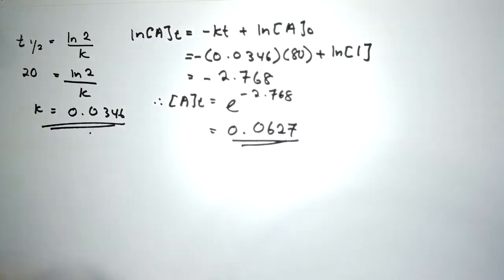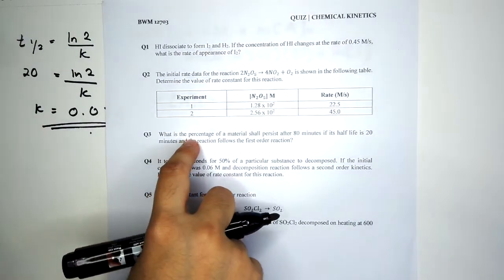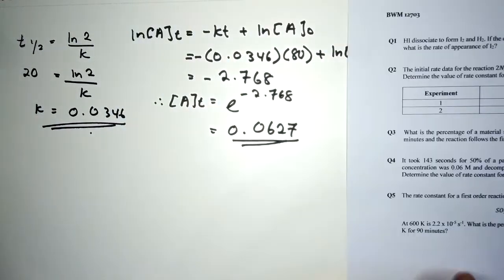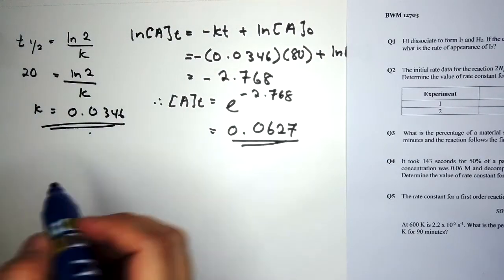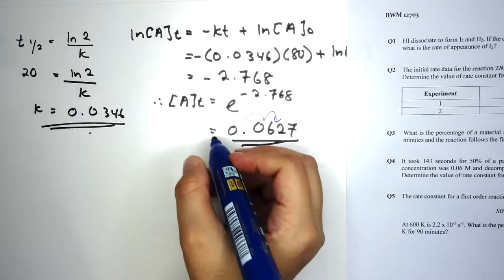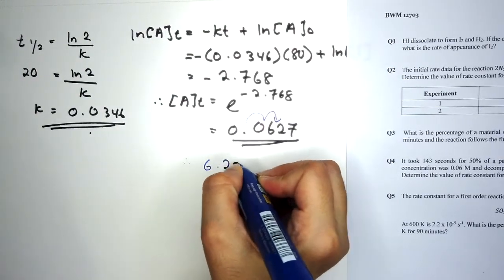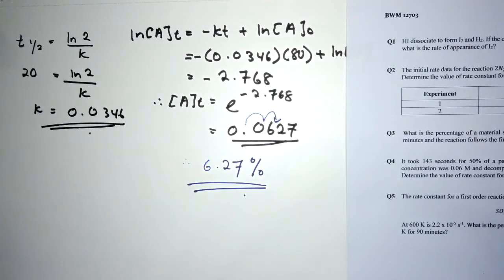0.0627. Alright, we look back at the question. So the question states that, what is the percentage of the material? So you want to find the percentage of this. So it means that you need to times 100. So therefore, it's going to be 6.27%. So this is your final answer for this question.